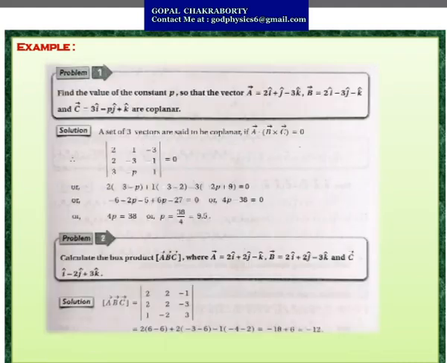Now the third problem. Find the value of constant p so that the vector A, vector B and vector C, these three vectors will be coplanar. The condition for three vectors to be coplanar is A dot B cross C equals 0. So first you find out the B cross C value by determinant, and then you take the dot product with A.